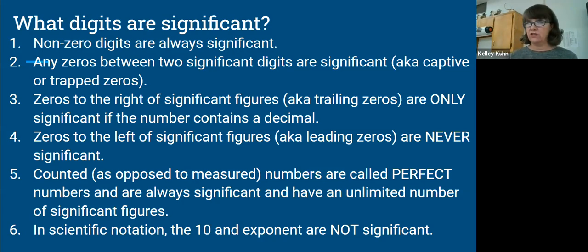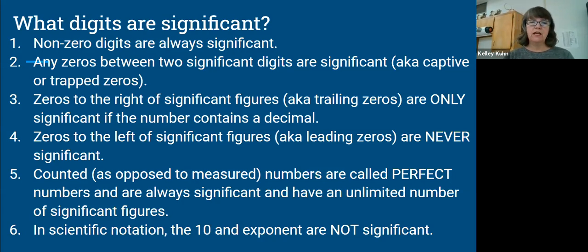Numbers that are counted are considered perfect numbers. And what we mean by that is they're never going to limit you for sig figs. If I said I had 27 students, I could literally put 27.0 to infinity, right? An infinite number of zeros. That's exactly how many students we have. So for perfect numbers, we say that they have an unlimited number of sig figs. You'll understand a little bit more what that means when we start talking about how we do math with significant figures.